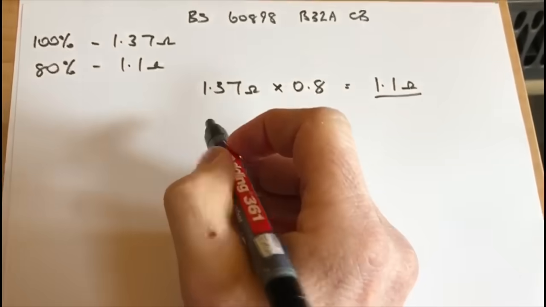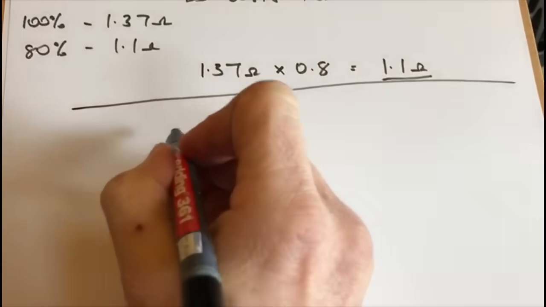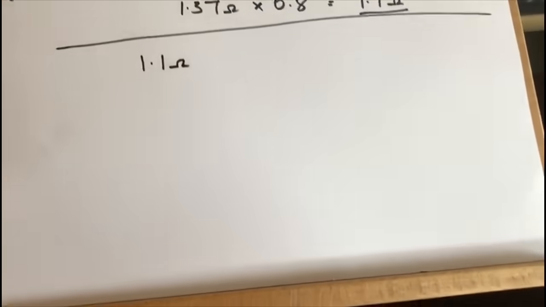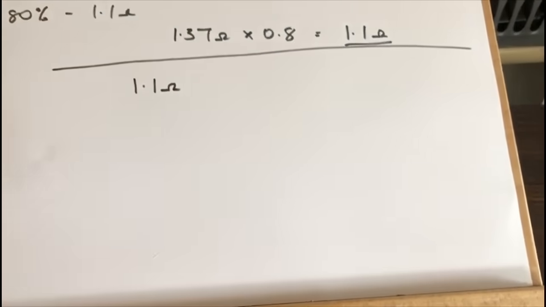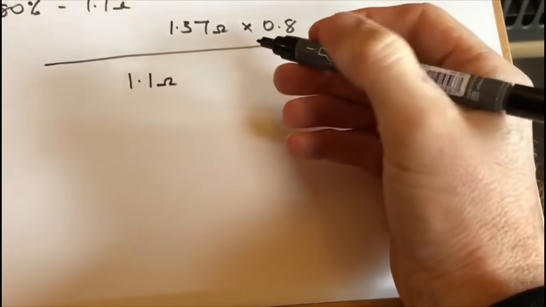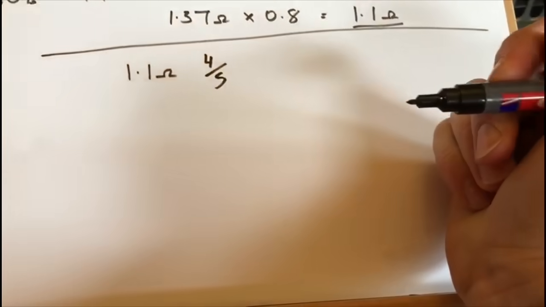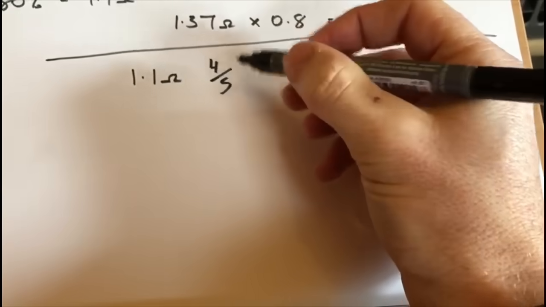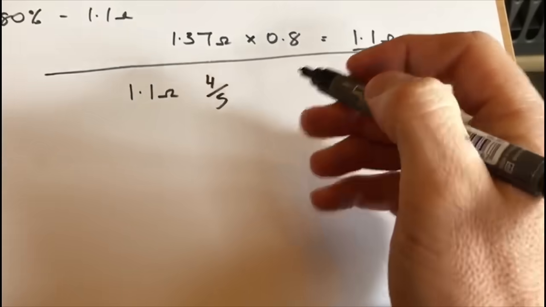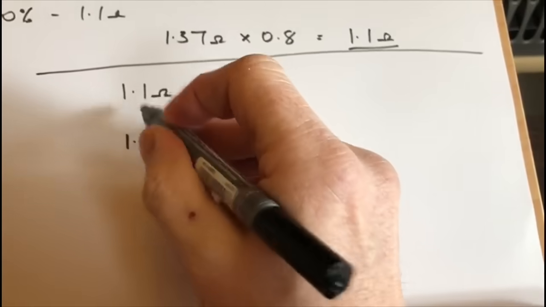It's a little bit more complicated the other way. The 80% value is 1.1 ohms. Now there's a couple of ways we can look at doing this. So we know that 1.1 is 80%, which as a fraction is 4/5. So we want to know what that missing fifth is. We can simply do that by going 1.1, so we can divide this by 4.